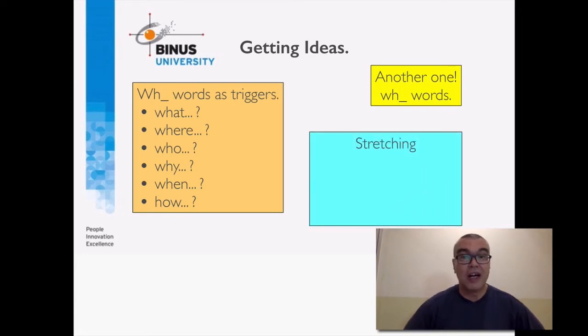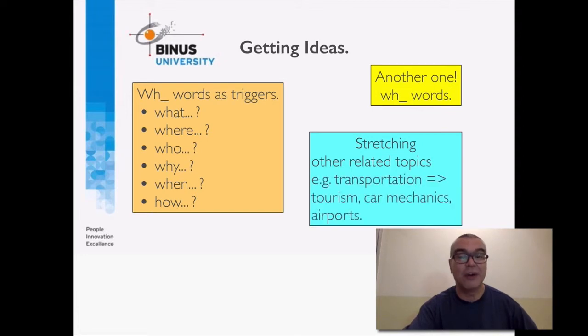Now, there is another strategy you can use for getting ideas, and I call this stretching. So this is about going wider, and you don't need to feel so limited by the topic. Stretching is about discussing other related topics. So with this example, I've got transportation. If you're talking about transportation, you can stretch it into tourism, maybe car mechanics, maybe you have a story of an experience you had at the airport, something like that. Anything that comes to mind that is related in some way to your topic.